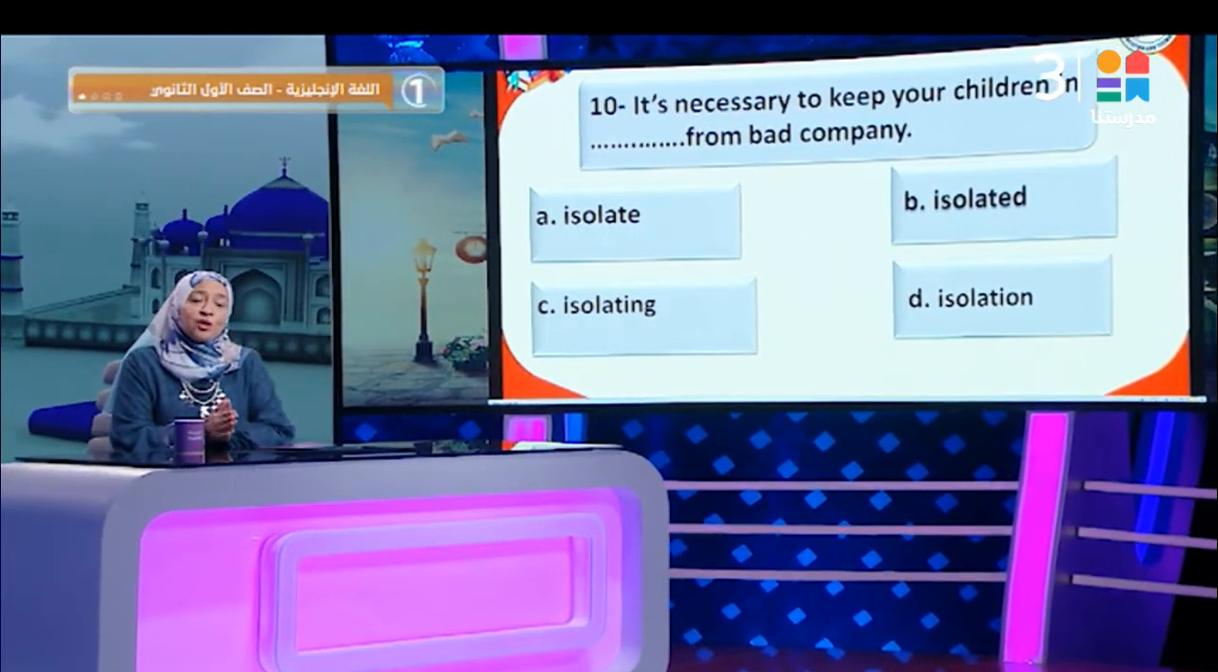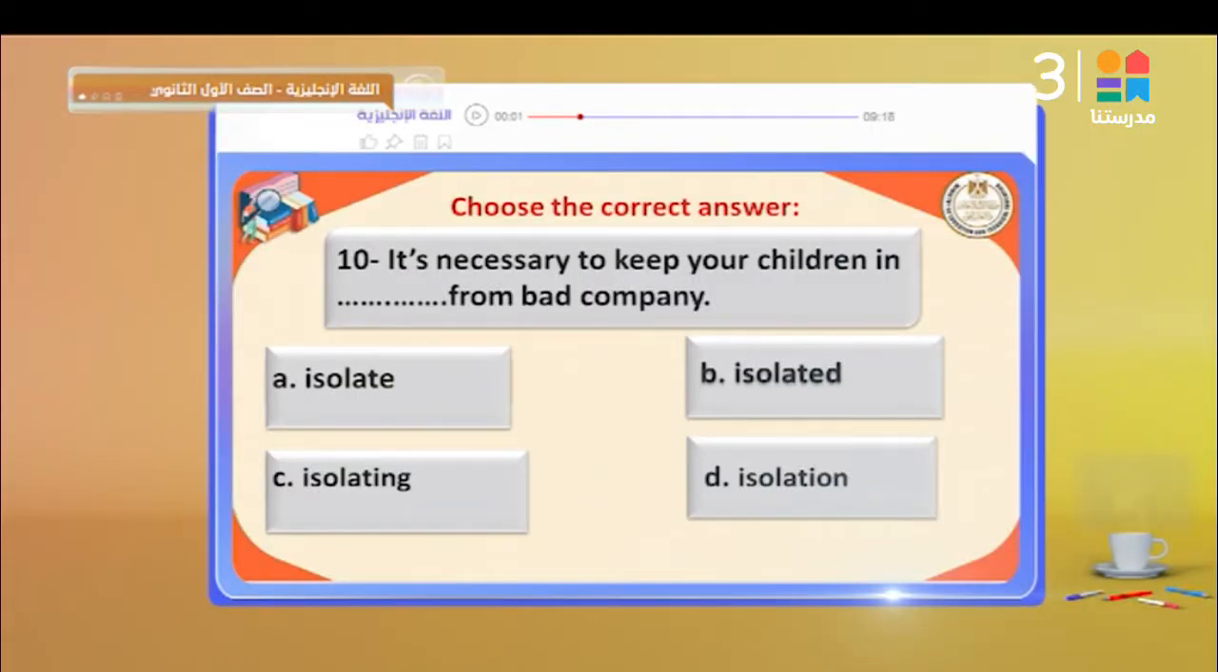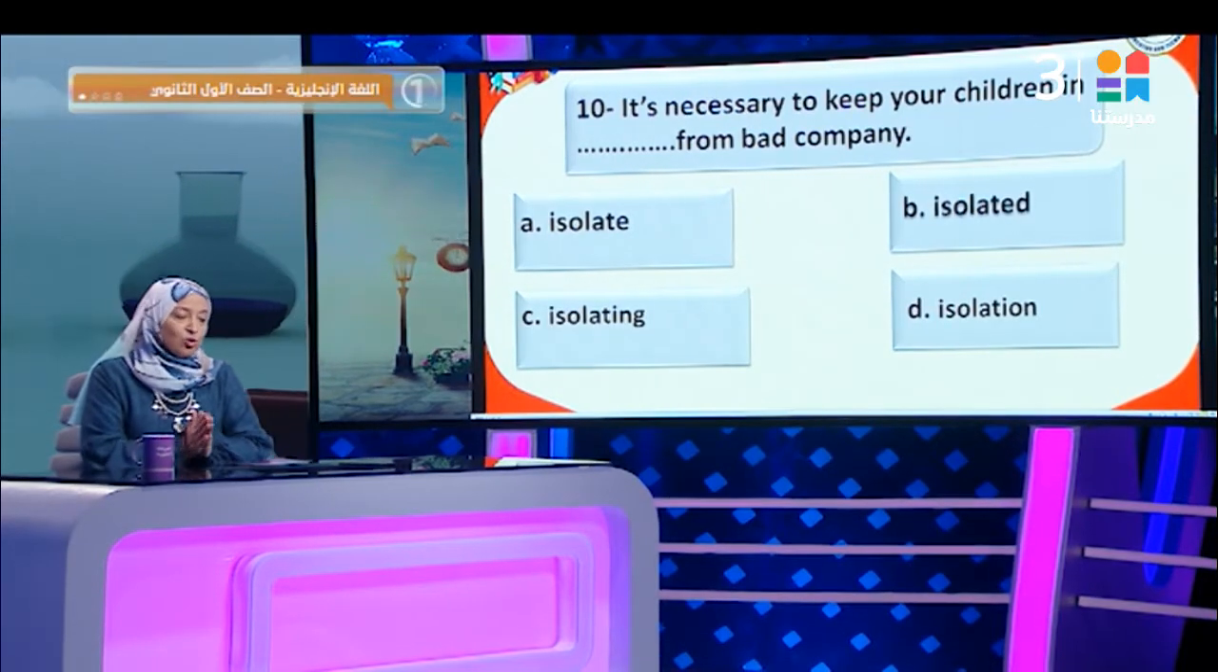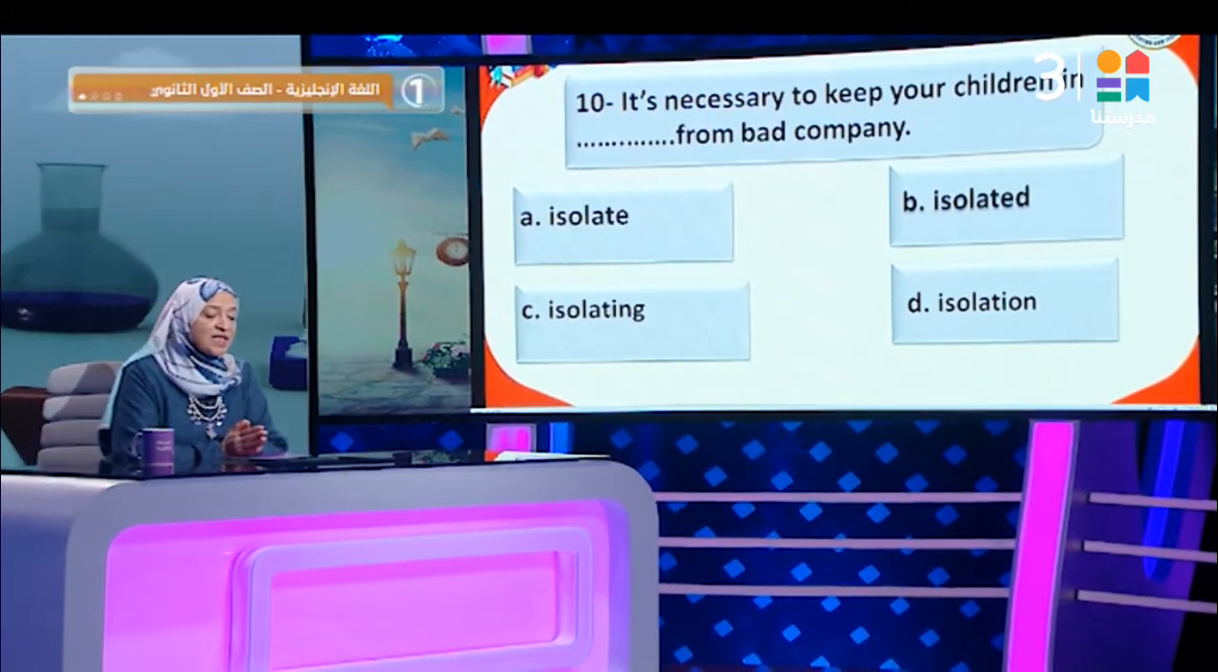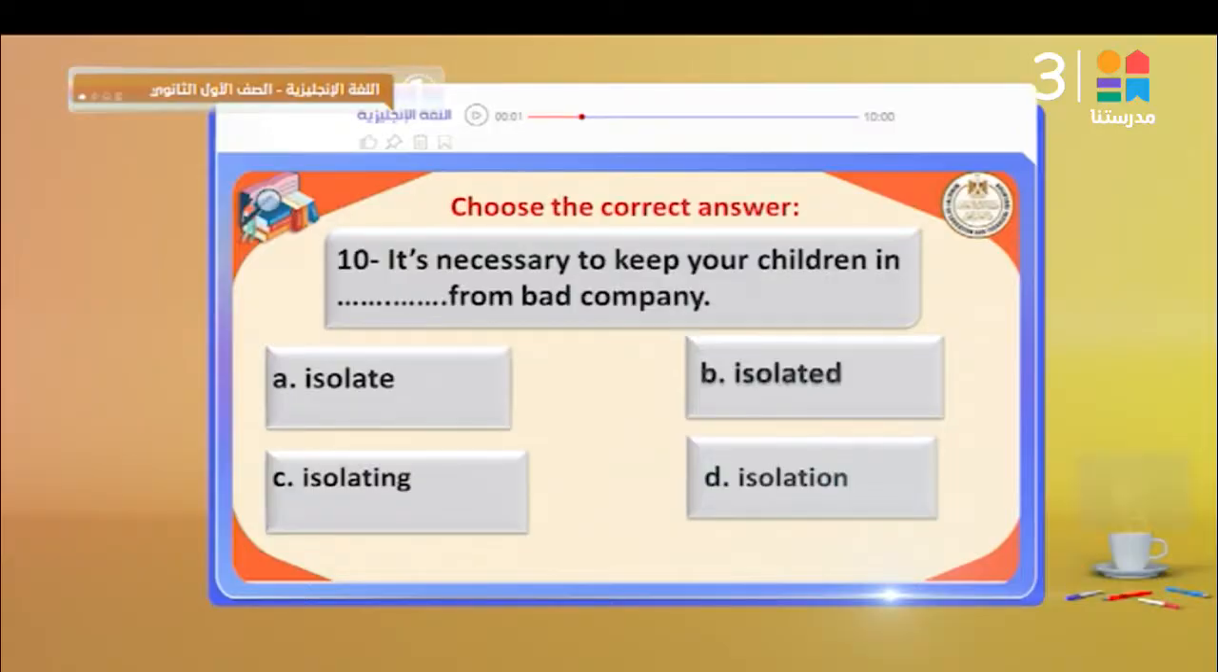We know the verb isolate and the noun is isolation. So keep your children away from bad people means keep them in isolation of bad people. Look at the word here. It's necessary to keep your children in isolation from bad company.